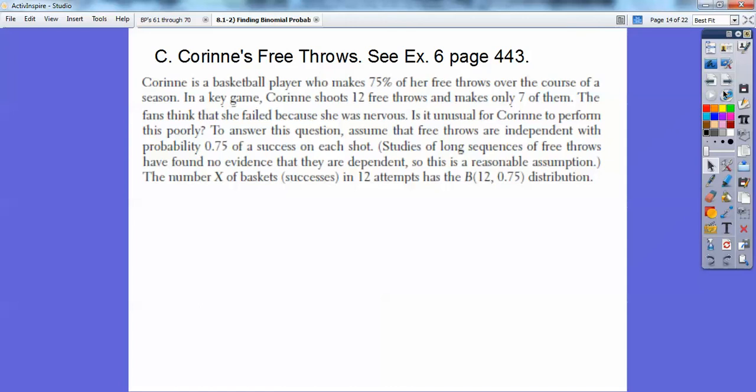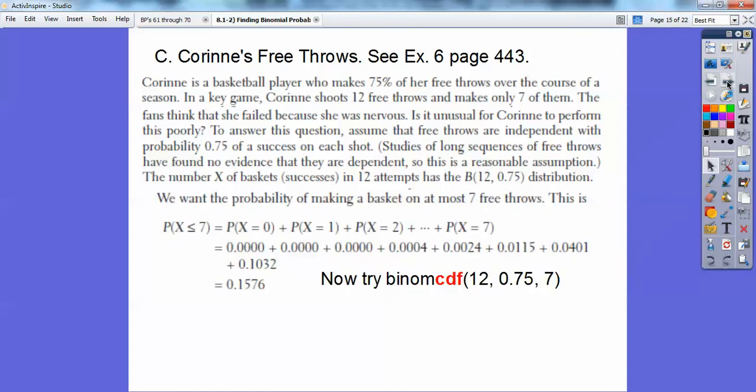Oops, I lost my little cursor there. Okay, we want the probability of making a basket on at most 7 free throws. At most means less than or equal to 7. So we can do the probability that x equals 0, binomial PDF of x equals 0, then binomial PDF of x equals 1, 2, and then 3, 4, 5, 6, 7, and you can add all those up. Your calculator will give you these. Or you can do the binomial CDF. The CDF means cumulative, it's going to add them all up. We could have done this on the prior problem also.